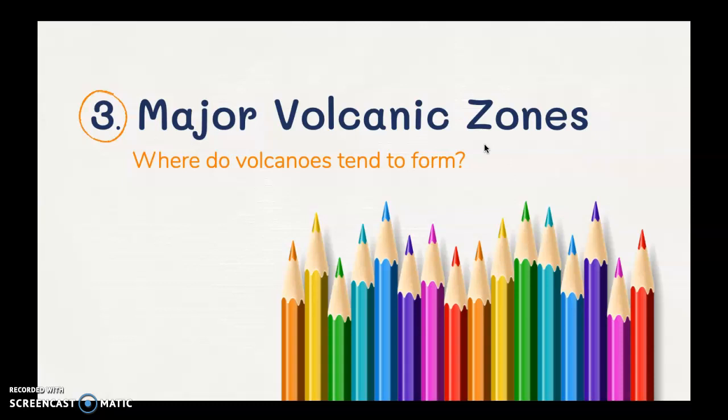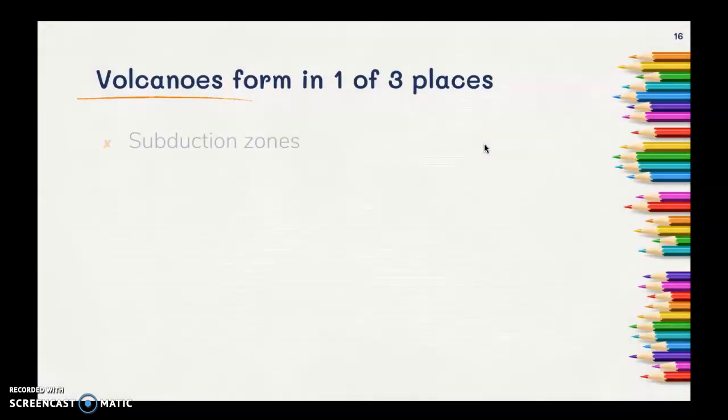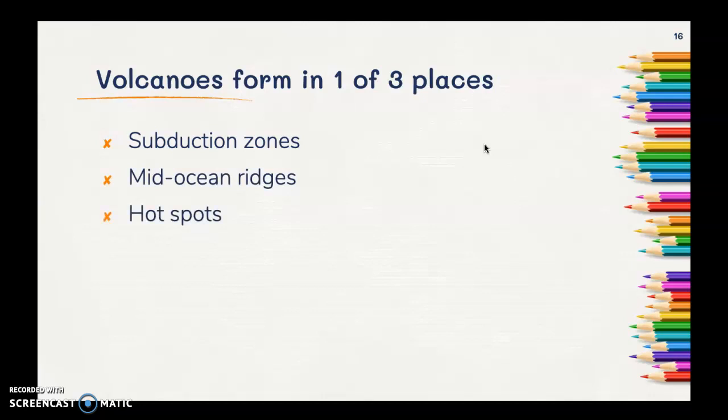There are three places they form. One of three places: they form in subduction zones, and this is a review from the Plate Tectonics chapter, or they form at mid-ocean ridges, or they can form at hot spots. That's a term I haven't mentioned to you before, but we'll go into that.